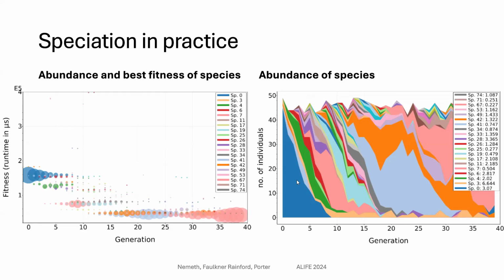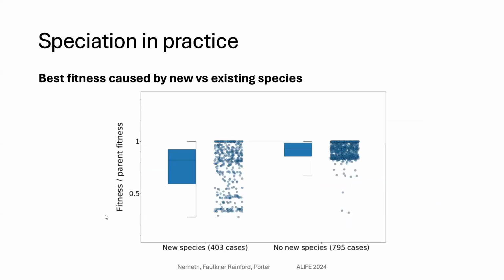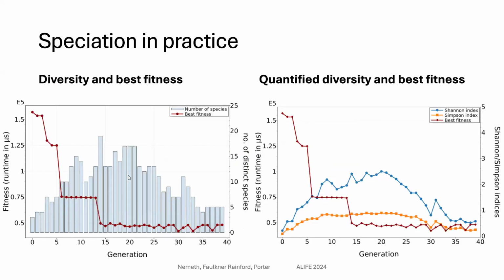Here we can see the same temporal behavior of the species. Then here we compare the fitness improvements and the existing number of species, and we can see that really big jumps, really big improvements in fitness, which is runtime simply, so the lower the better, happen when a new species appears. We can also quantify this phenomenon by the Shannon and Simpson indices. The Simpson index shows here that despite we have a large number of different species, a few of them are really dominant.